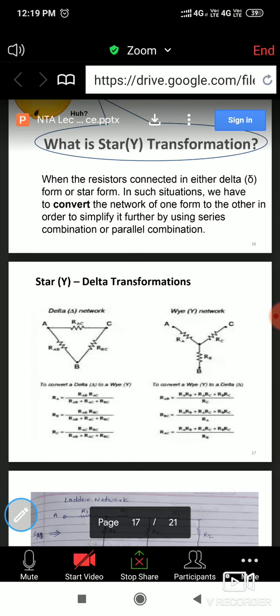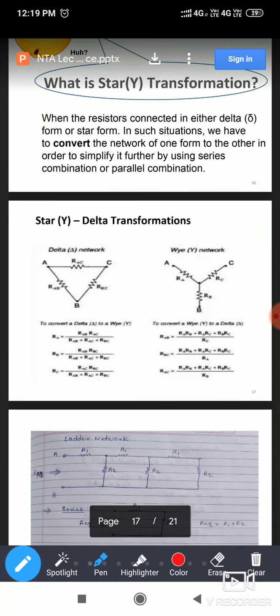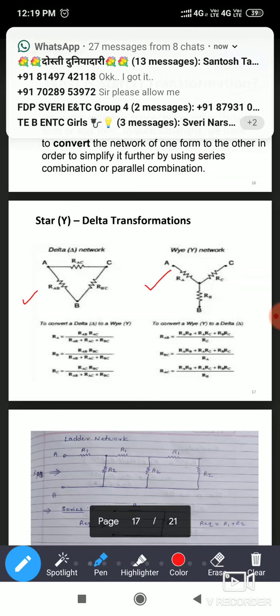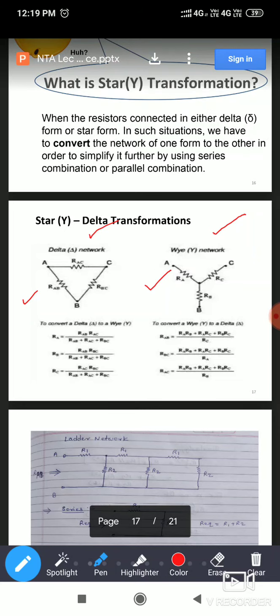Okay, so star delta transformation here. Everyone note down the equations, how to convert. If delta is there, then RAB, RAC, RBC, three values are there. This is called the delta network. This is called the star network or Y network. I will show this when we start the screen. So here the resistors are connected like this.